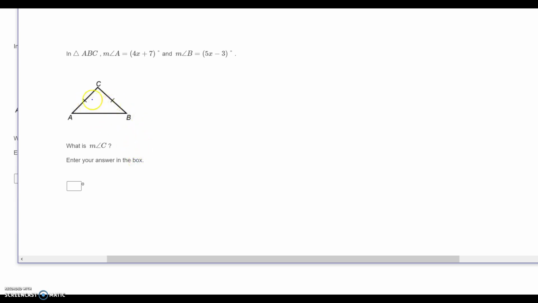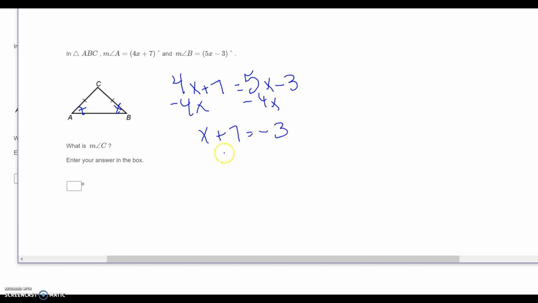We know this is an isosceles triangle because it has two congruent legs, which means these base angles are also congruent. So the measure of angle A is equal to the measure of angle B. So we can set these two expressions equal to each other so we can find out what x is. So we subtract 4x from both sides. We get x plus 7 equals negative 3. We're going to subtract 7 from both sides.